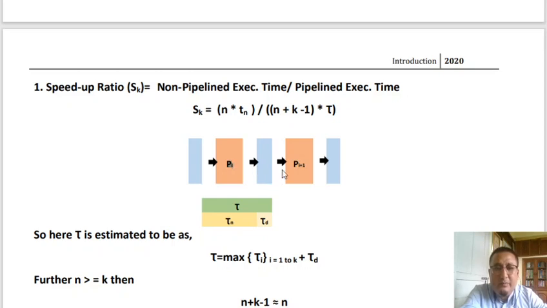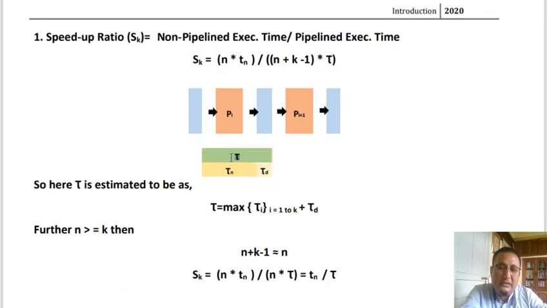Again, let Pi and Pi plus 1 be the two phases. Between the execution of the two phases Pi and Pi plus 1, there is a delay because of the implementation of the latches between them, because the output of one phase should go to the input of the next phase, right? So tau is attributed by the phase execution time, that is tau n, and the latch delay, that is tau d. So tau is the sum of tau n and tau d. That is the attribute taking into consideration the phase execution and the delay, right?